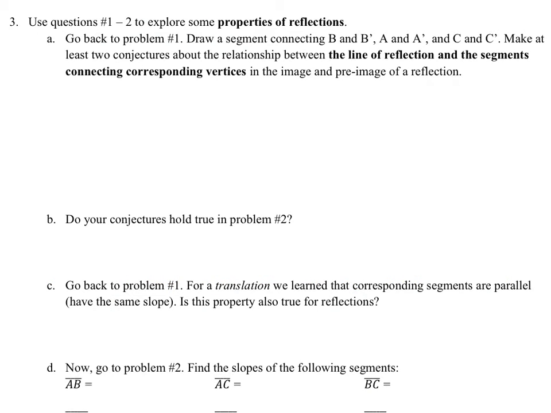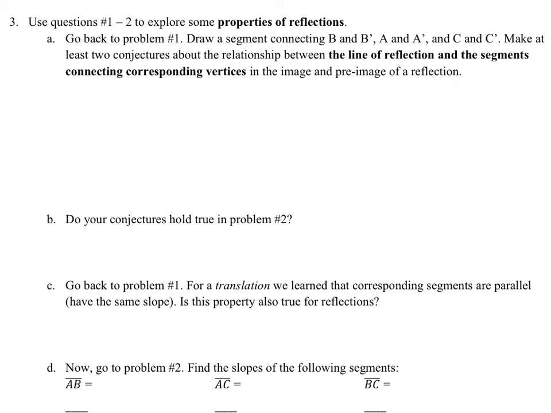All right, now I'll go and look back at numbers 1 and 2 and look at some of the properties of reflections. Starting with A, we're going to go back to number 1. Draw a segment connecting B and B prime. We kind of did that in the one that we did. A and A prime, C and C prime.